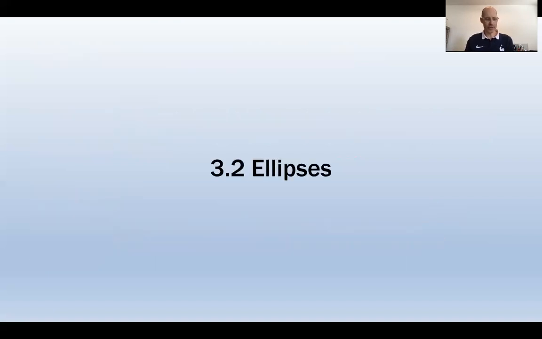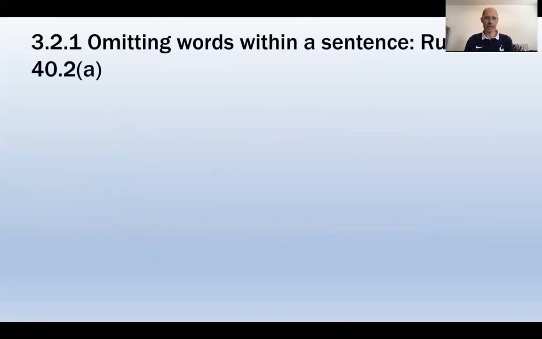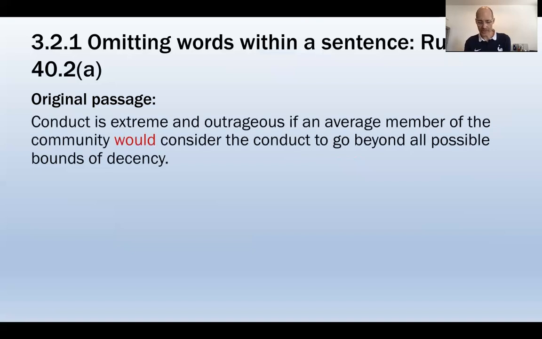Let's talk about alterations with ellipses. Now, ellipses are used in a quoted passage to indicate when you've omitted one or more words from the original passage in your quoted passage. So let's look at an example here. Example one is when you omit words within the sentence, not at the end of the sentence, not at the beginning of the sentence, but you're omitting words from the original passage within a sentence. When you do that, you have to indicate that omission with an ellipsis.